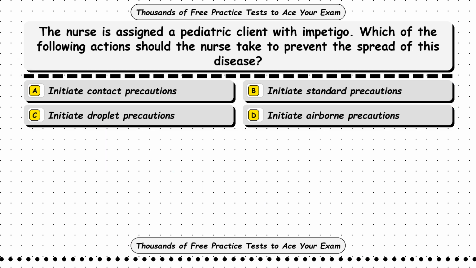Question 61. The nurse is assigned a pediatric client with impetigo. Which of the following actions should the nurse take to prevent the spread of this disease? Option A. Initiate contact precautions. Option B. Initiate standard precautions. Option C. Initiate droplet precautions. Option D. Initiate airborne precautions.